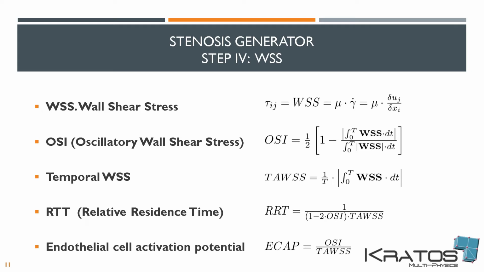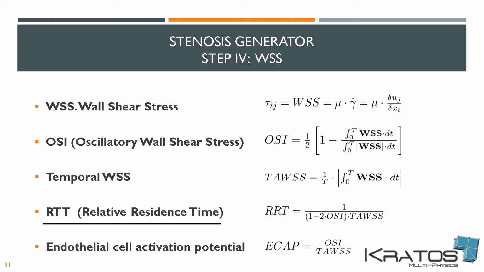Next indicator is the oscillatory wall shear stress index, OSI. OSI represents the change of the direction of the wall shear stress vector from a predominant blood flow direction during the cardiac cycle. Next, the temporal wall shear stress is how wall shear stress changes along the cardiac cycle.